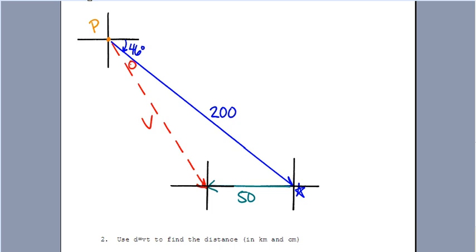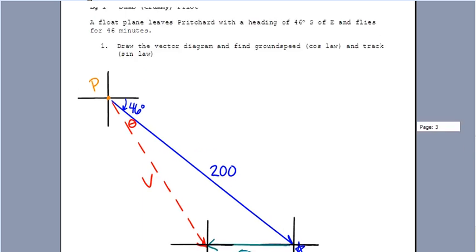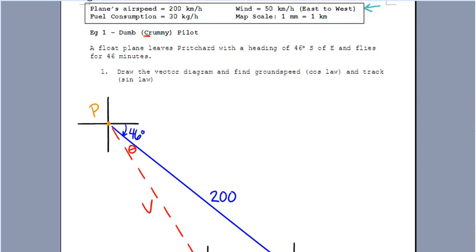And we want to know the angle up in this corner, always the corner where you left from. That is called the drift angle. How many degrees did we drift off course? Now, I can tell you this is kind of cool. A Crummy pilot always starts with cosine law. Every single time. C for Crummy, C for cosine law.